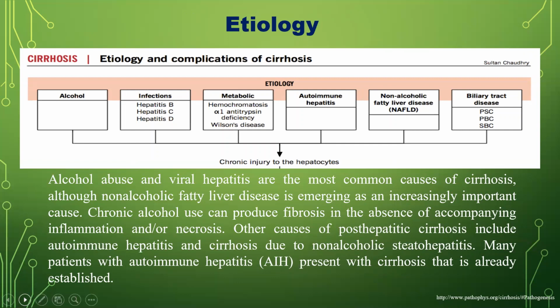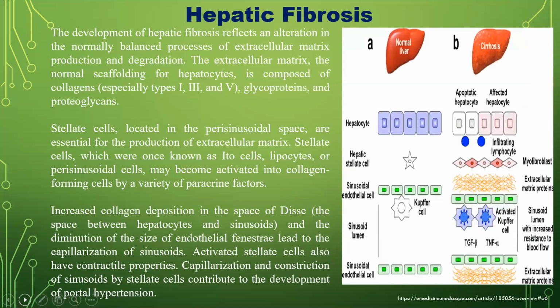Chronic alcohol use can produce fibrosis in the absence of accompanying inflammation or necrosis. Other causes of post-hepatic cirrhosis include autoimmune hepatitis and cirrhosis due to non-alcoholic steatohepatitis. Many patients with autoimmune hepatitis present with cirrhosis that is already established.